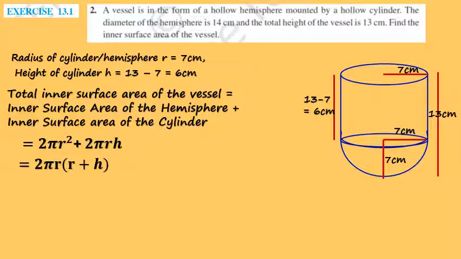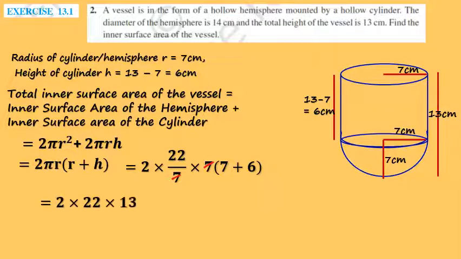Now let us substitute the values. So π is 22/7. So the 7 will get cut. So we will get 2 × 22 × 13. On simplification, we will get the answer as 572 cm². That is the inner surface area of the vessel. Next question.